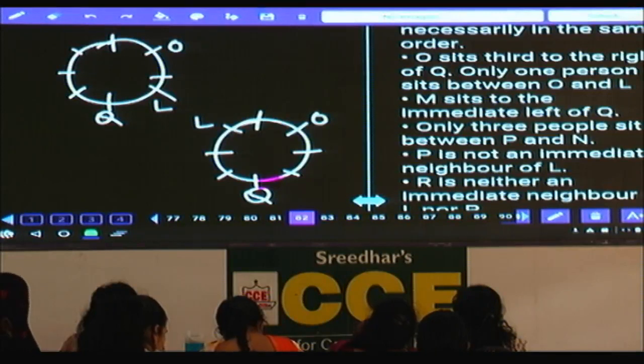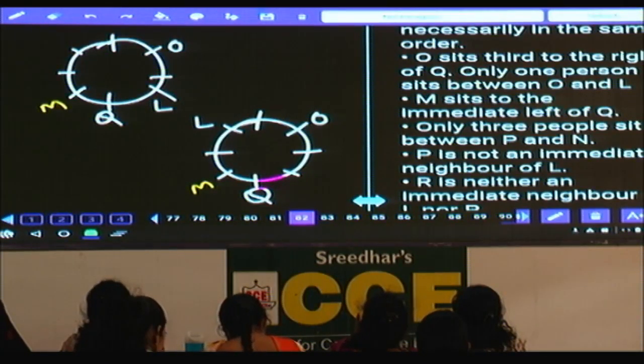M sits to the immediate left of Q, and only 3 people between P and N. 3 people between P and N is nothing but, among 8 persons, 3 in between means they are opposite to each other.